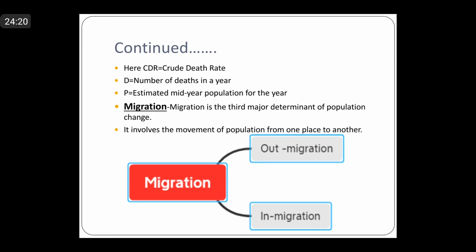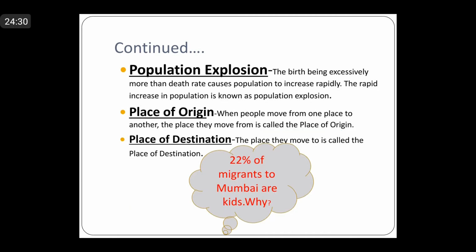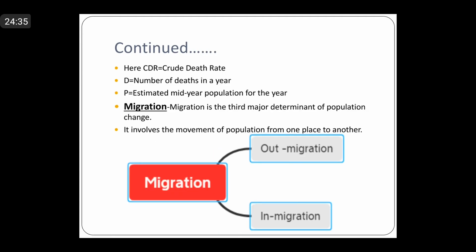Now, with the help of this mind map, you can see out migration, moving out, and in migration, the people are coming to a place or a new place. Well, so that was about your migration.